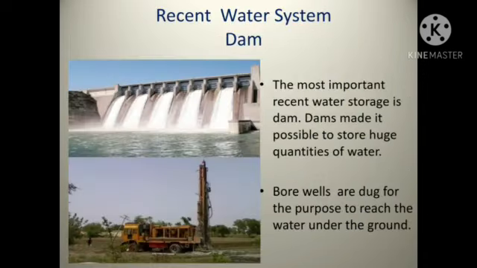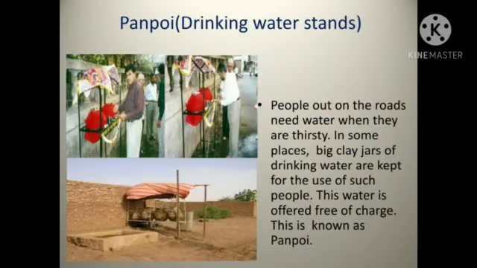Let's see recent water systems. First one is dam. The most important recent water storage is dam. Dams made it possible to store huge quantities of water. Borewells. Borewells are dug for the purpose to reach the water under the ground. Third recent water system is panpoi, that is drinking water stands.